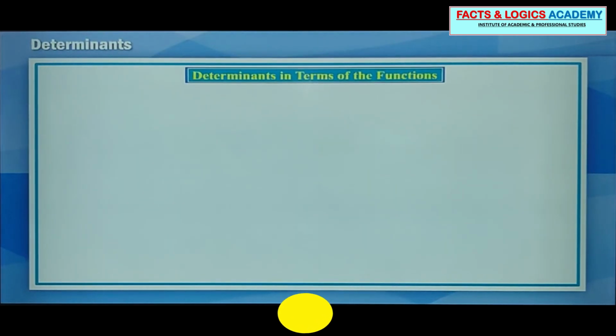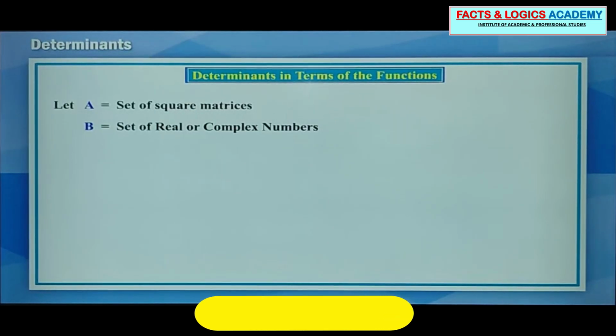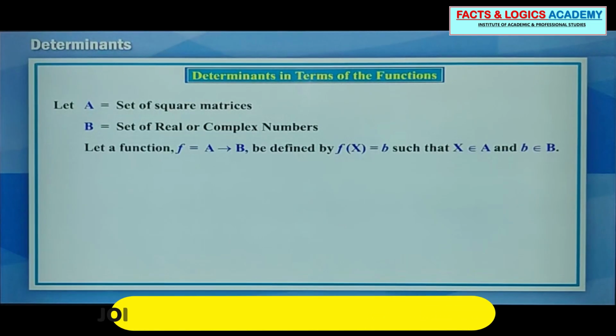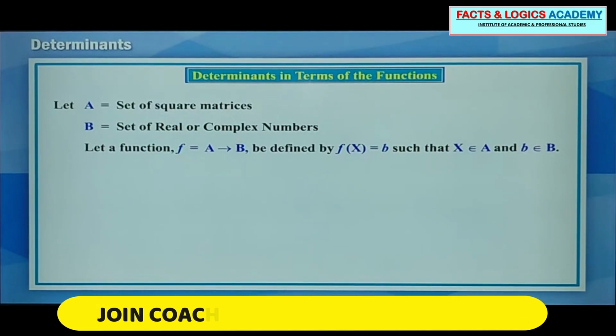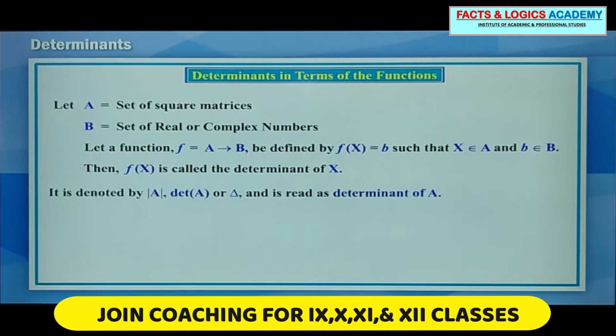Let us now define the determinants in terms of functions. Let A be a set of square matrices and B be a set of real or complex numbers. Also, let f be a function from A to B defined by f of x is equal to b, such that x belongs to A and b belongs to B. Then f of x is called the determinant of x. Determinant of A is denoted as det of A or delta.